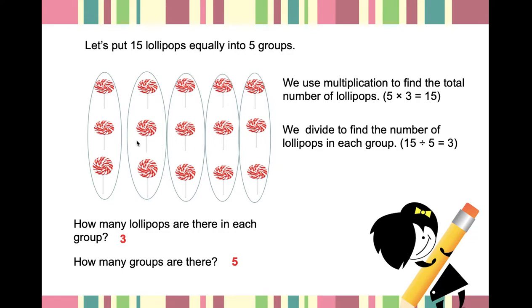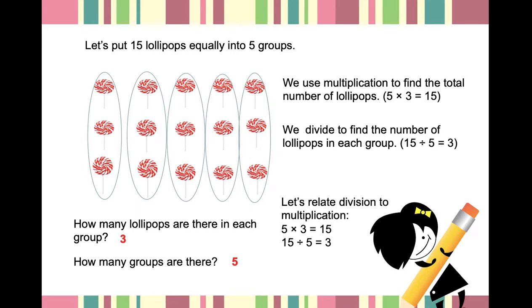So I'm dividing these 15 lollipops into 5 groups. We had 15 lollipops and we divided them into 5 groups, and we got 3 in each. I hope the concept is very clear to you.